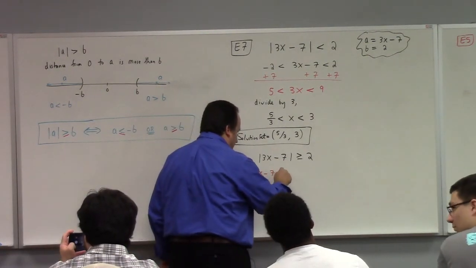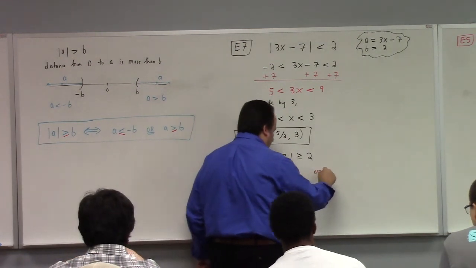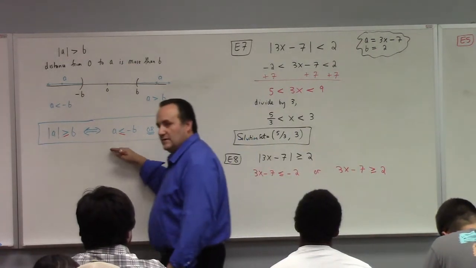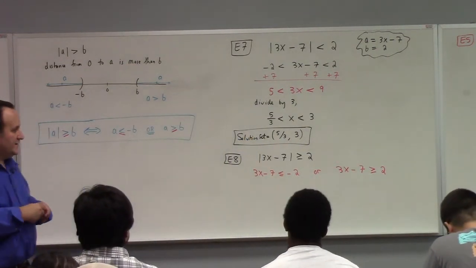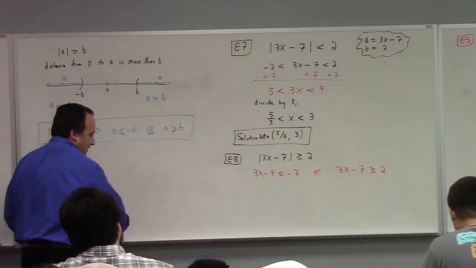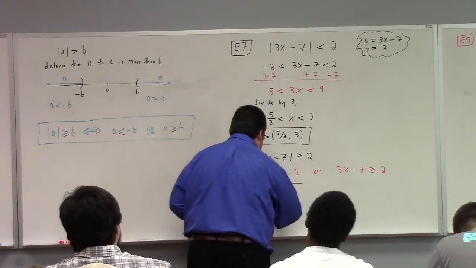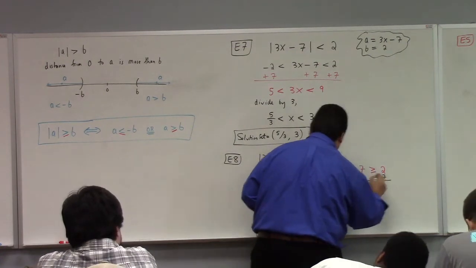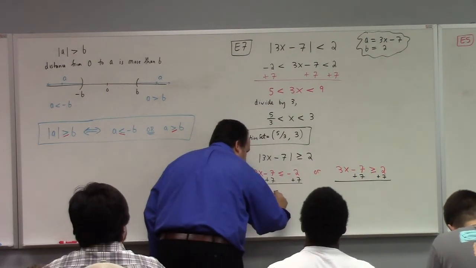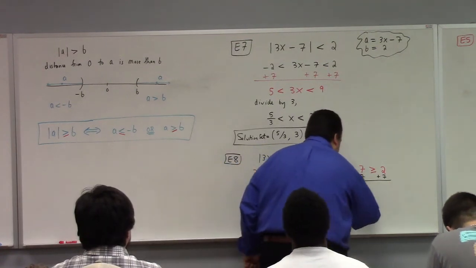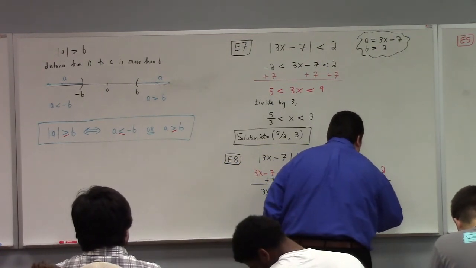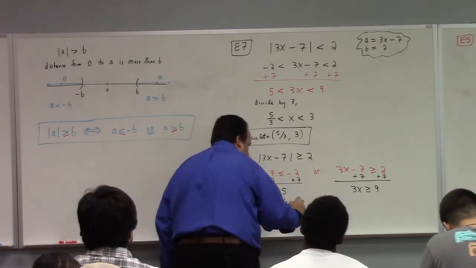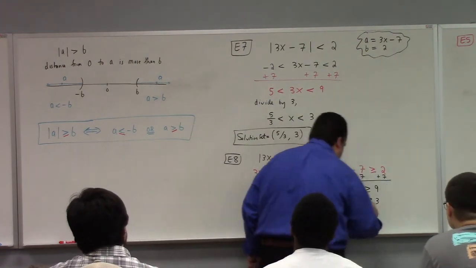3x minus 7 less than or equal to minus 2, or 3x minus 7 greater than or equal to 2. Now we need to solve those separately. They're separate problems. I would add 7 to both. And that will give me 3x less than or equal to 5, or 3x greater than or equal to 9. Divide both sides by 3, we get x less than or equal to 5/3. And here, x greater than or equal to 3.